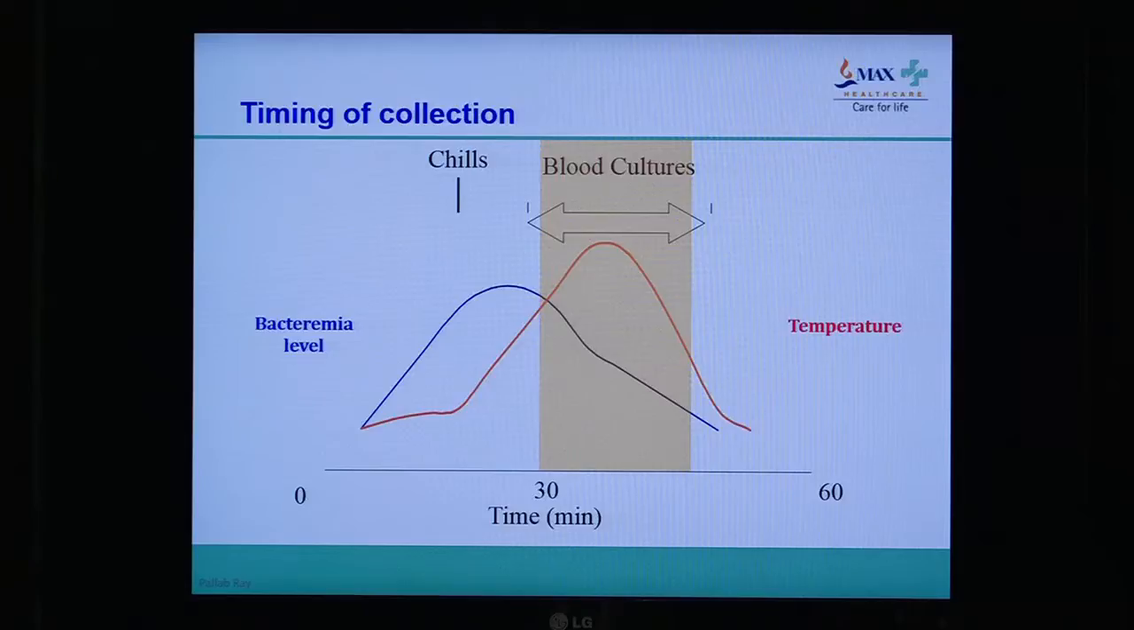See, I have been insisting, but I am not succeeding. It is usually 10 ml. That minimum 40 ml should be sampled.